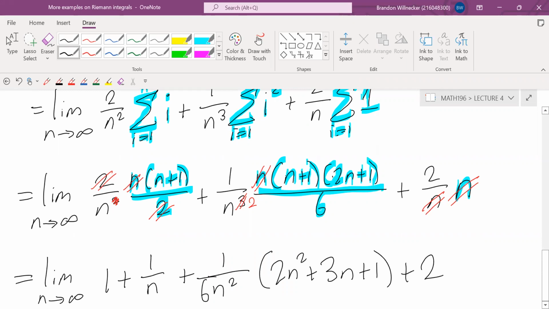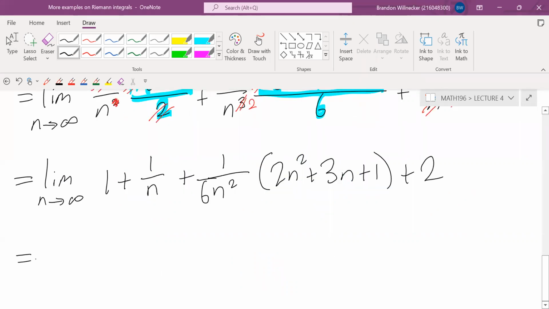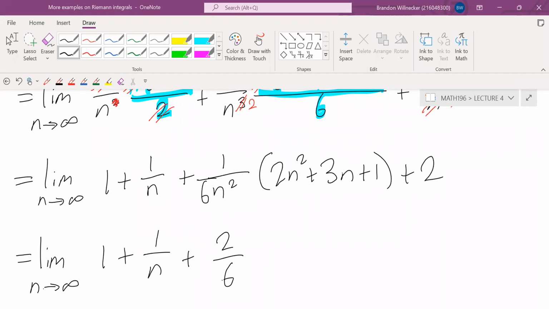Okay, almost done with the cleaning up here. So let's just simplify that middle term, and then we're done with that. So we have the limit as n goes to infinity, 1 plus 1 over n plus 2n squared divided by 6n squared. That's just going to be 2 over 6, because the n squared and the n squared are going to cancel. 3n divided by 6n squared, that's going to be plus 3 over 6n.